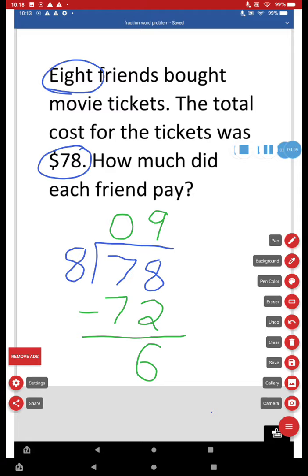The friends are dividing the cost for movie tickets. It means we know each friend is going to have to pay $9, but then there's still $6 of the total. So what would be fair? Should one of the friends just pay the extra $6? Well, maybe that would be nice, but that really wouldn't be fair. Should the movie theater just not charge you? No, they're not going to do that. So here's how we figure out. We have to divide those $6 into cents.